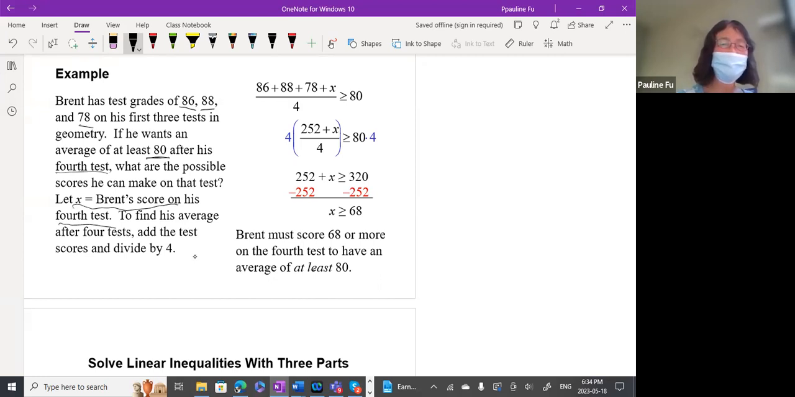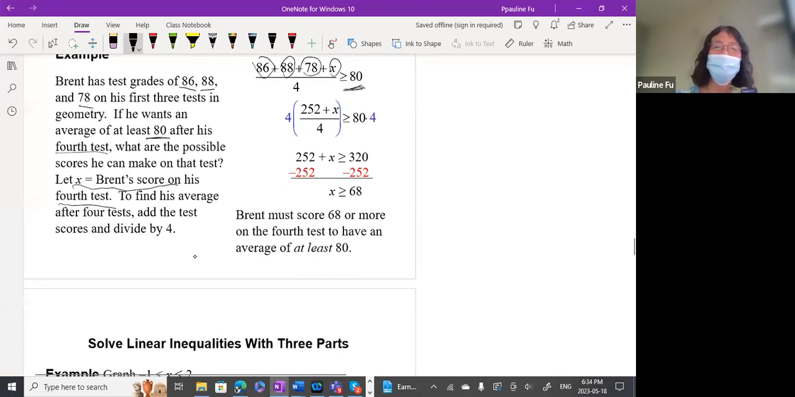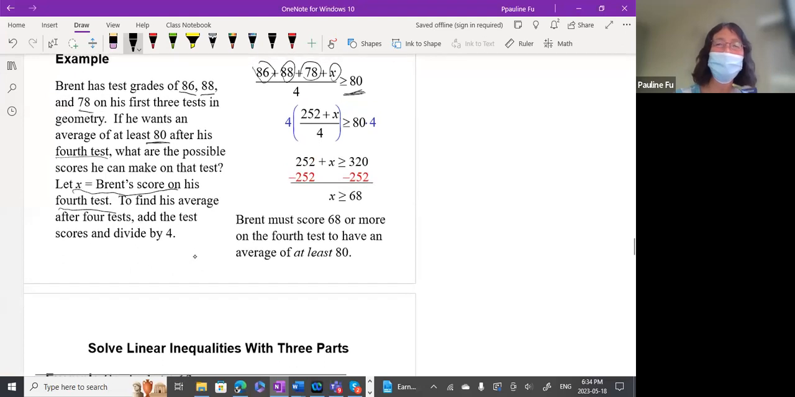So the average will be at least 80. The student takes four tests: test one, 86, test two, 88, test three, 78, test four, X. The average of these four grades will be at least 80, okay? So both sides, you multiply by four. At the same time, you add these three numbers together, the result is 252.